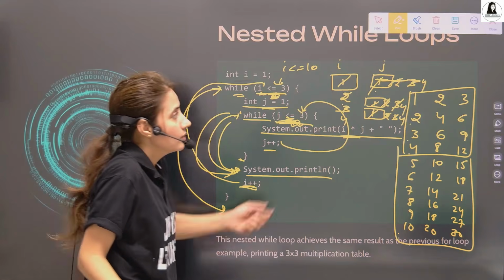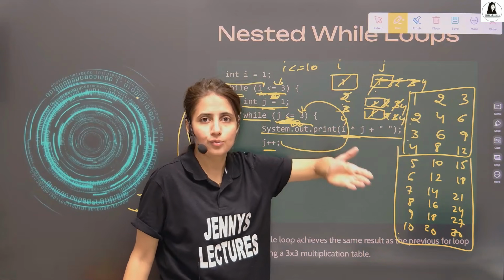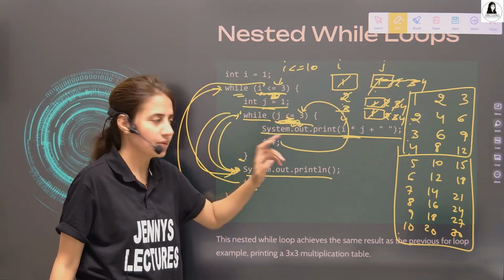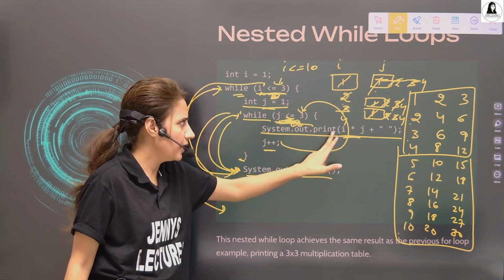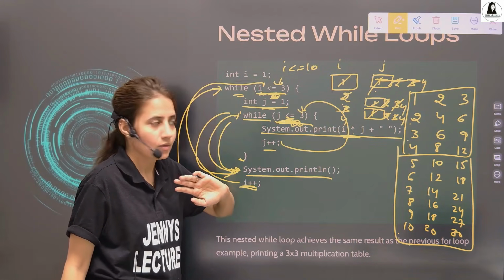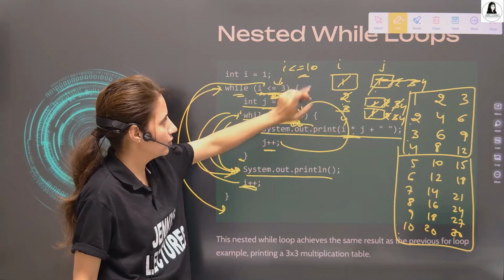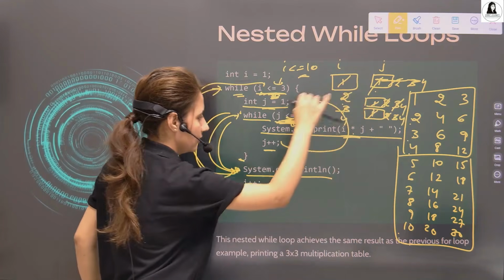Inner loop, how many columns would be there? Only 3. So the inner loop would be the same, run till 3 only. What you want to print? Simply i into j. So you have to update this condition only, right? And you will get this output.